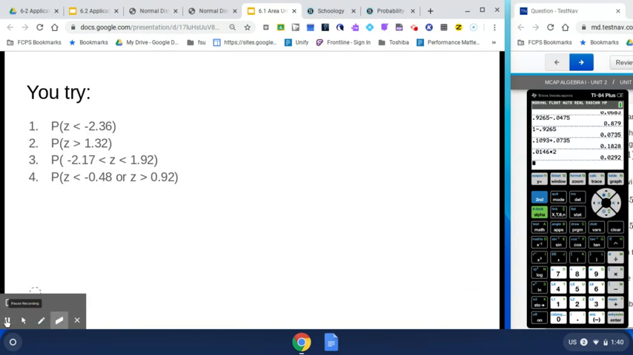Okay, our last slide today is all 4 types that we've talked about, a you-try. So again, pause the video here, see if you can find those areas. Remember the different rules for how we find those areas, and then unpause the video to get the answers.